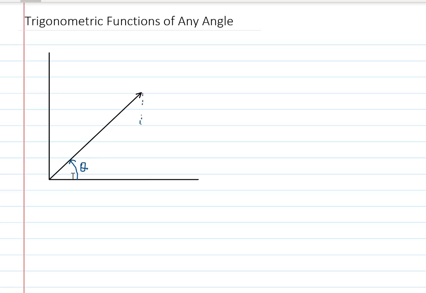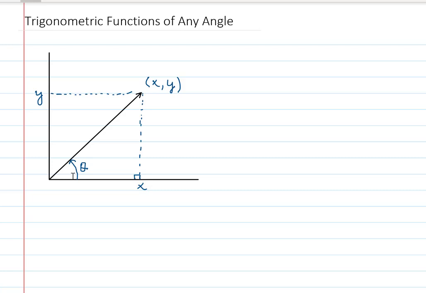So we're going to drop a perpendicular to our x-axis, and let's assume this point right here is x comma y. So we have our point x comma y. If we drop a perpendicular here, this would be x right there, and this right here would be y. So it's just an arbitrary x comma y on our terminal side. I form a right triangle here by dropping a perpendicular, and we have our angle theta there.